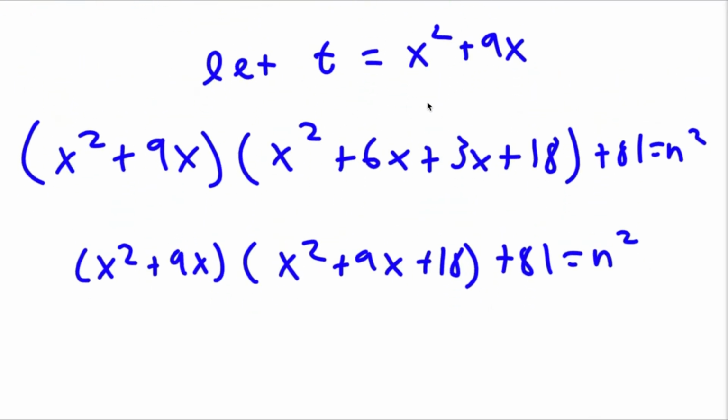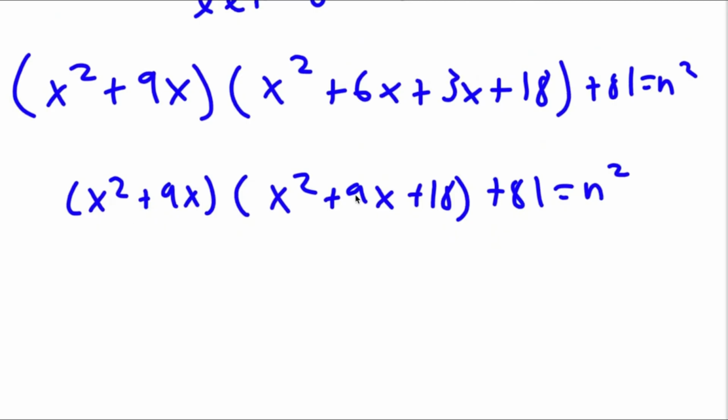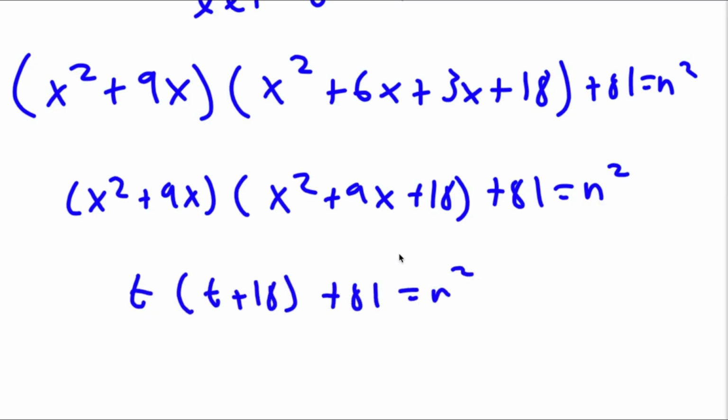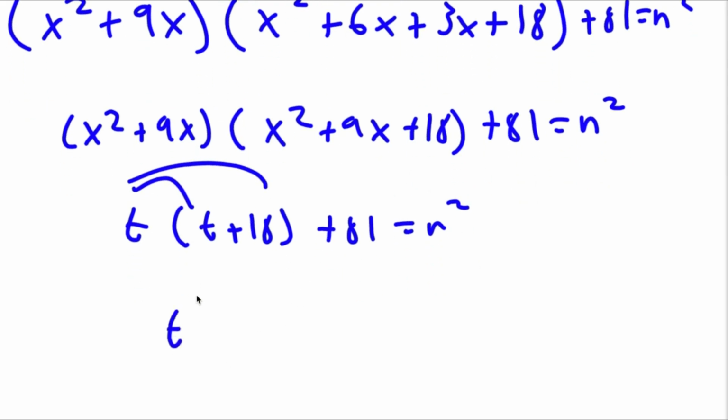Now I let t equal to x squared plus 9x, remember that. So now if I replace x squared plus 9x with t, I get t times t plus 18 plus 81 is equal to n squared. Now if I distribute the t here, I get t squared plus 18t plus 81 is equal to n squared.